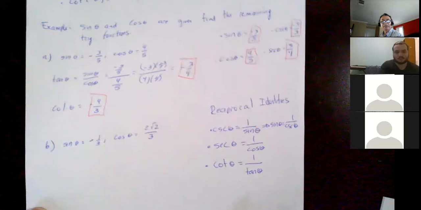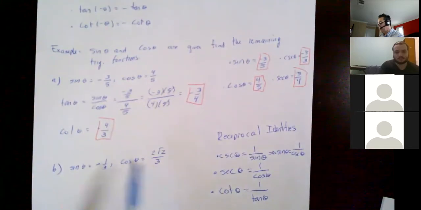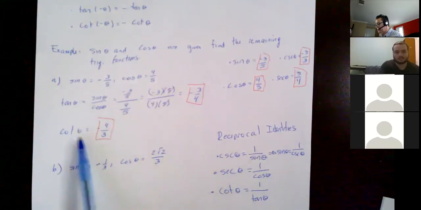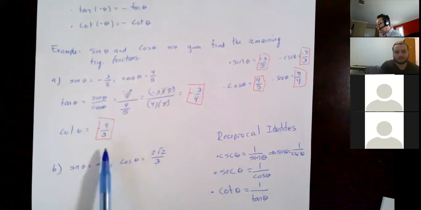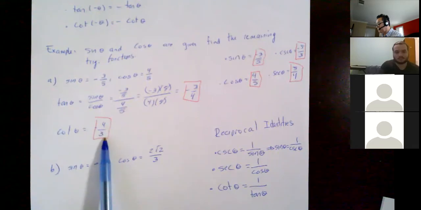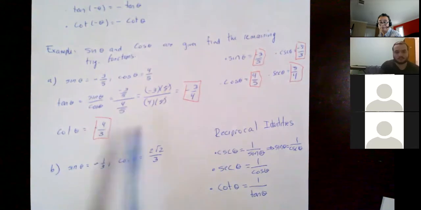All right, so let's continue with this problem right here. Notice that we found the tangent, and we can find the cotangent because the cotangent is the reciprocal of the tangent, which is -4 over 3, right? By reciprocating these two values. No problem at all.